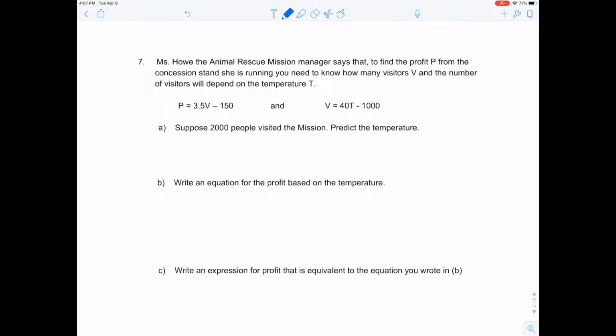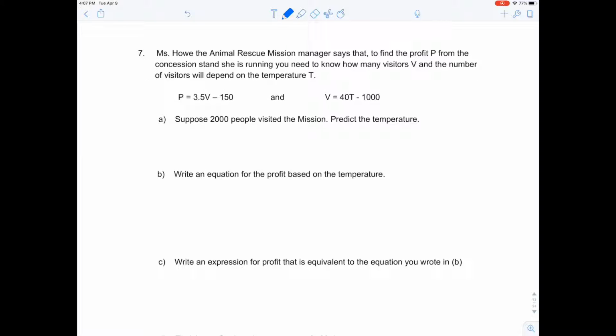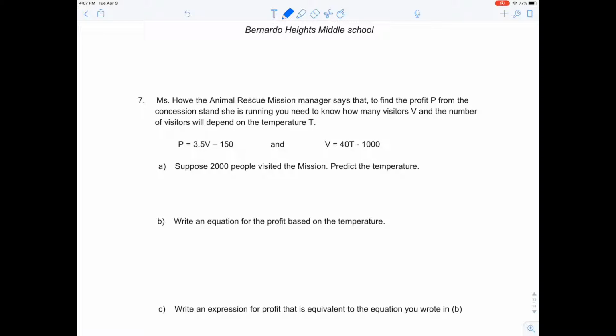Here we have one of those profit questions, and this is using your substitution lesson. What lesson was this? I don't remember off the top of my head. But anyway, we're substituting equations. We're trying to make one equation from two equations, okay?